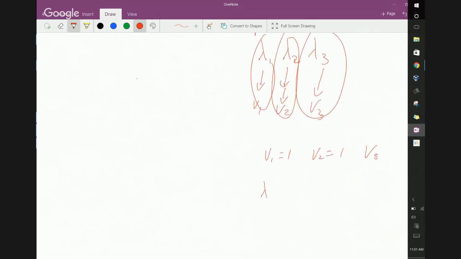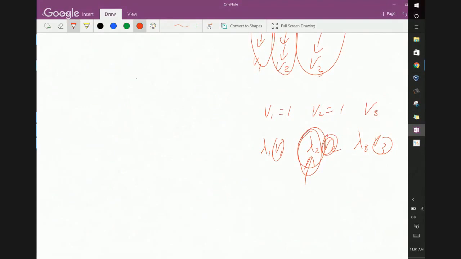So let me ask you a question. Lambda 1 v1, lambda 2 v2, lambda 3 v3. Which one will be the smallest if they are all the same? Well, obviously, the eigenvector corresponding to the smallest eigenvalue. So this is the smallest, and this multiplied by this will give you the smallest possible value.